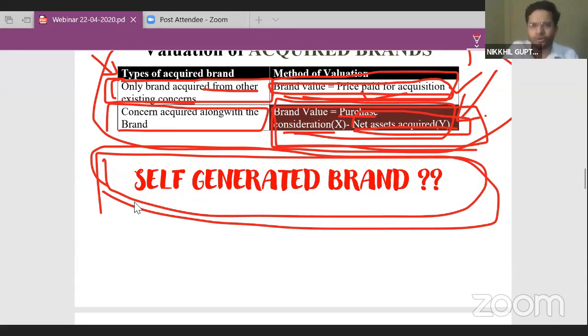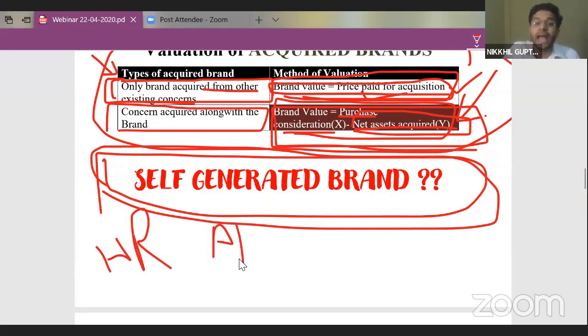So do you know what it means? It means that Haldiram's goodwill is 0. It means that Apple's goodwill is 0. It means that Reliance's goodwill is 0.